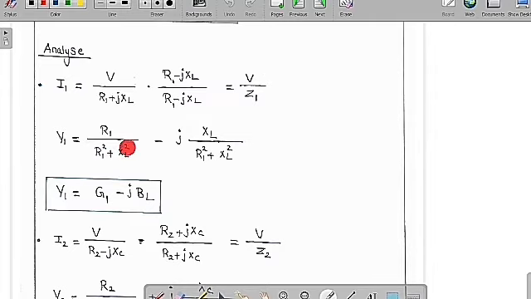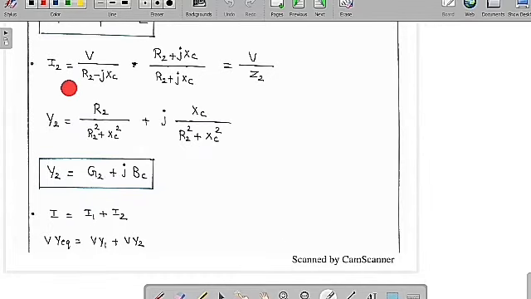So Y1 is equal to R1 by R1 square plus XL square minus j into XL by R1 square plus XL square. This is called the admittance of branch 1. I am going to call this G1 and assume this as BL. Therefore, Y1 is equal to G1 minus jBL. We did the rationalization with respect to R1 minus jXL, and we got the expression Y1 is equal to G1 minus jBL.